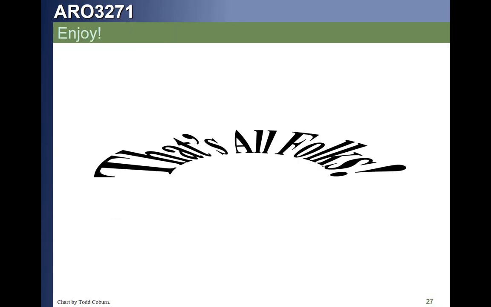That's all we have. That's how we handle the buckling of cylinders and curved panels. Enjoy.